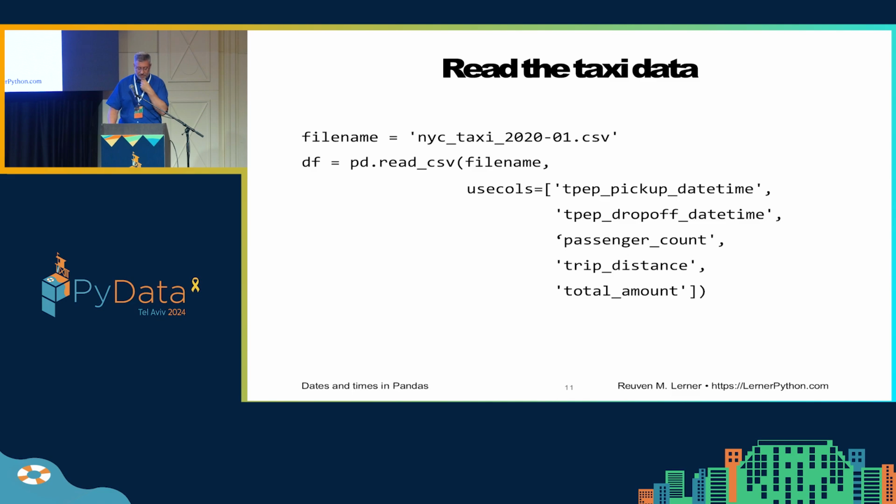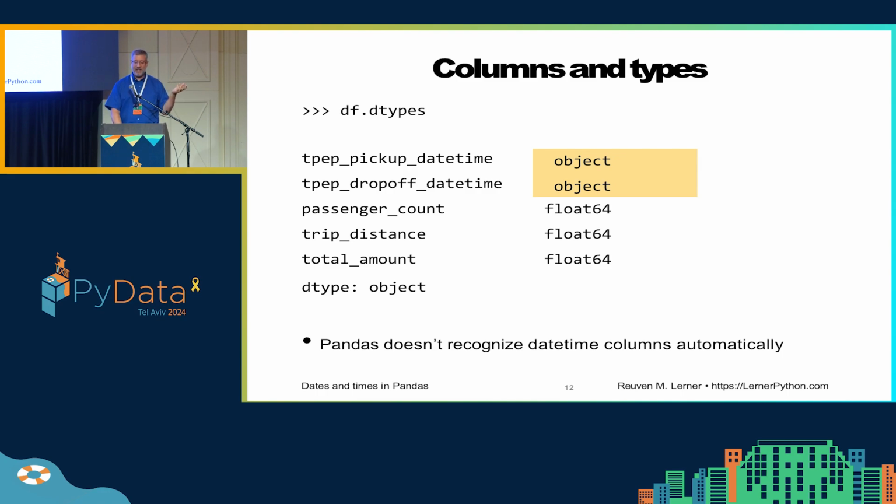This is taxi data from January 2020. I use read_csv. I read in that file name, and I say the only columns I want are when was the person picked up, when was the person dropped off, how many passengers, how far did they go, and what was the total amount. And I can find out what data I got here by saying df.dtypes.